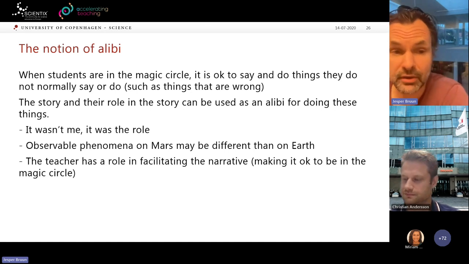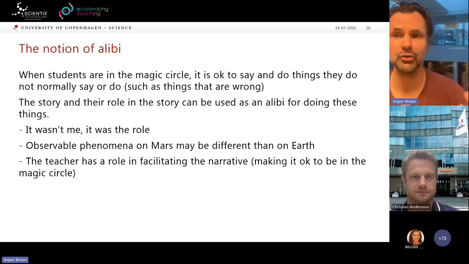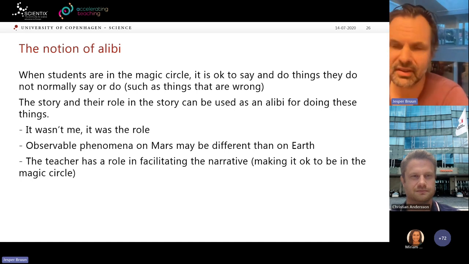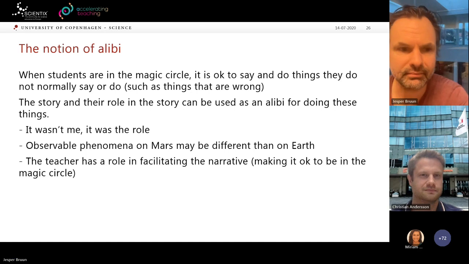And the teacher also has a role in facilitating the narrative. So it worked best in our case when the teacher actually took on the role as, in our case, mission control, and was not exactly the teacher when they did the game, but actually just asked them questions and took on the role as sort of a mission commander or something like that.